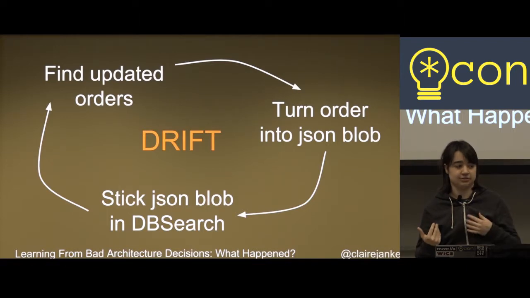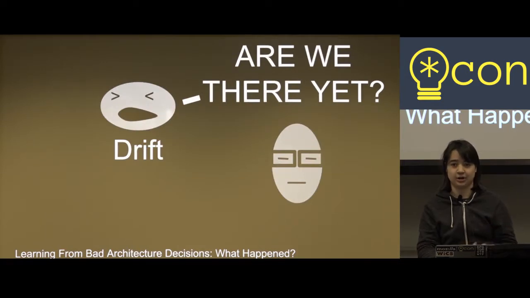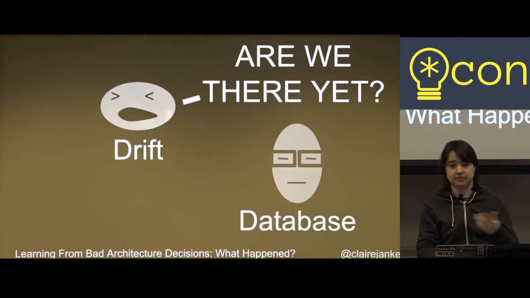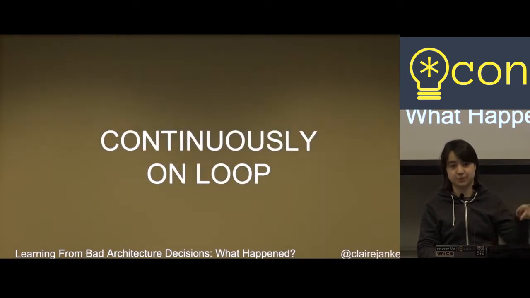How does Drift actually find the updated orders? Well, to explain this, I like to think of Drift as a small child on a road trip that's always bugging its parent. In this case, Drift is a small child, and the database is the very tired parent. Instead of saying, are we there yet? Drift is saying, hey, do you have new orders? All the time, continuously on loop, constantly asking, hey, do you have new orders yet?